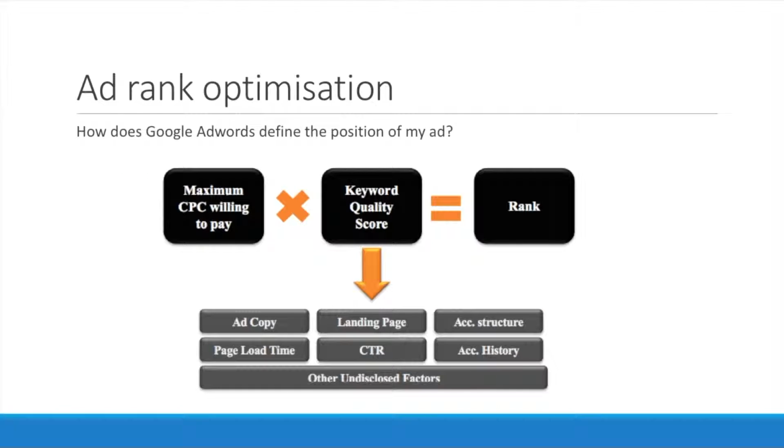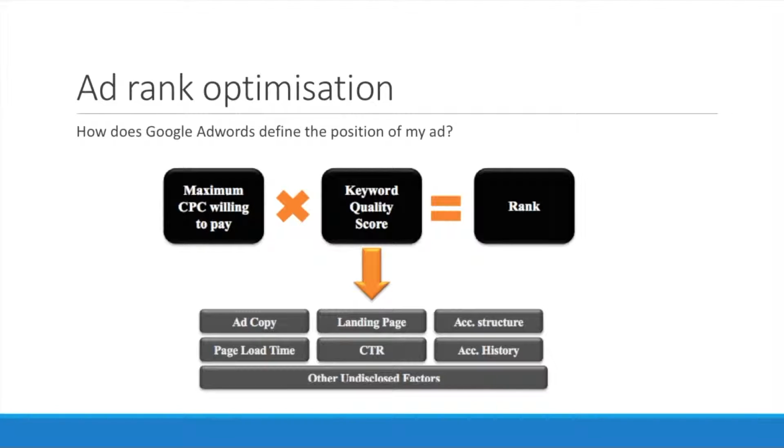Lastly, I'd like to talk about ad rank optimization. But before we can do that, we need to understand how Google AdWords ranks our ads on Google's search engine results page. The position is defined by the maximum CPC you are willing to pay multiplied by the keyword quality score. Quality score includes many factors, and a lot of them are actually undisclosed to us. But here are some of the main important ones, which we go into in a little bit more detail on the next slide.